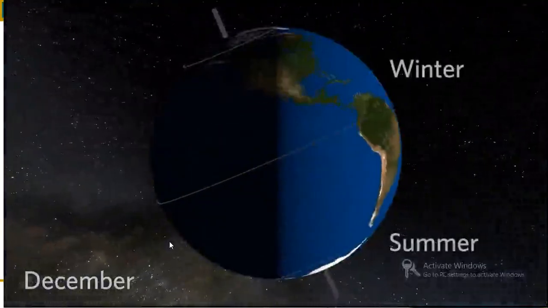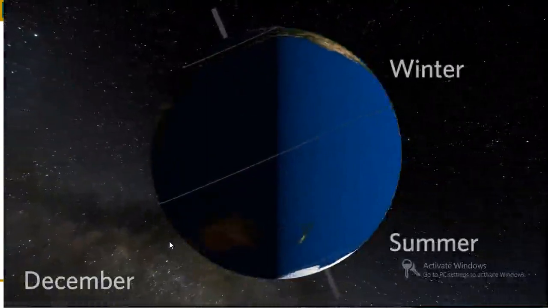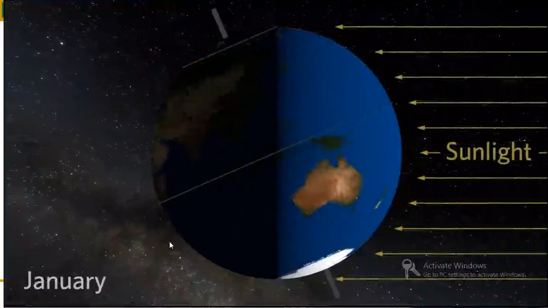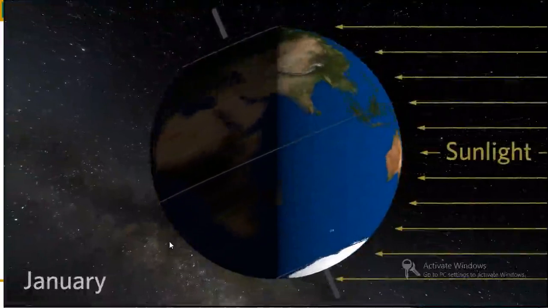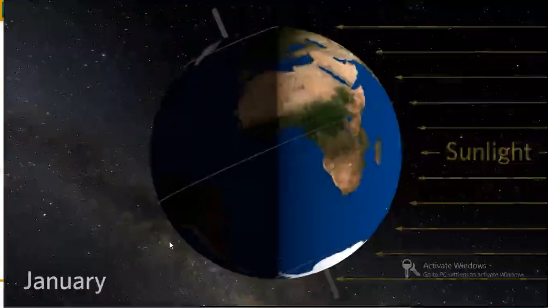Let's look at Earth when it's winter in the northern hemisphere. Observe how the North Pole tips away from the Sun. This means that sunlight strikes the northern hemisphere at a shallow angle for a short period of time. This is why winter weather is generally cool, with short days and long nights.